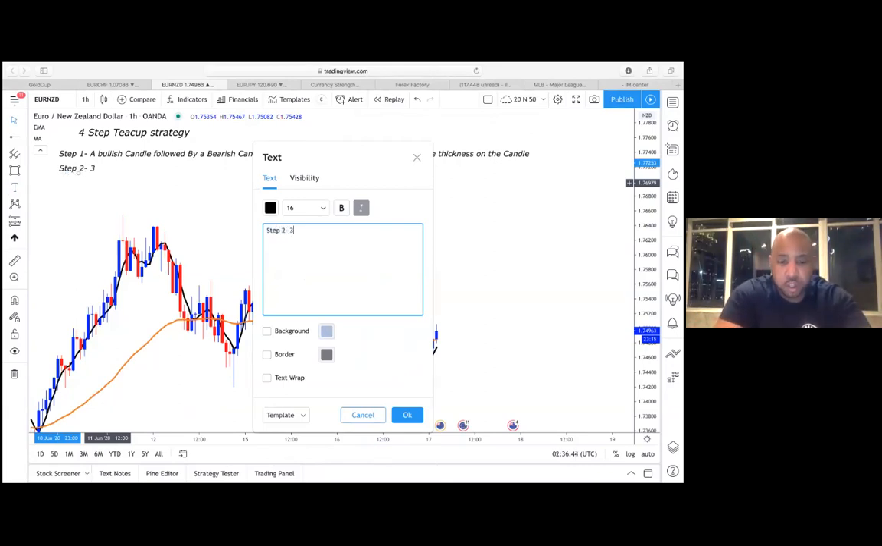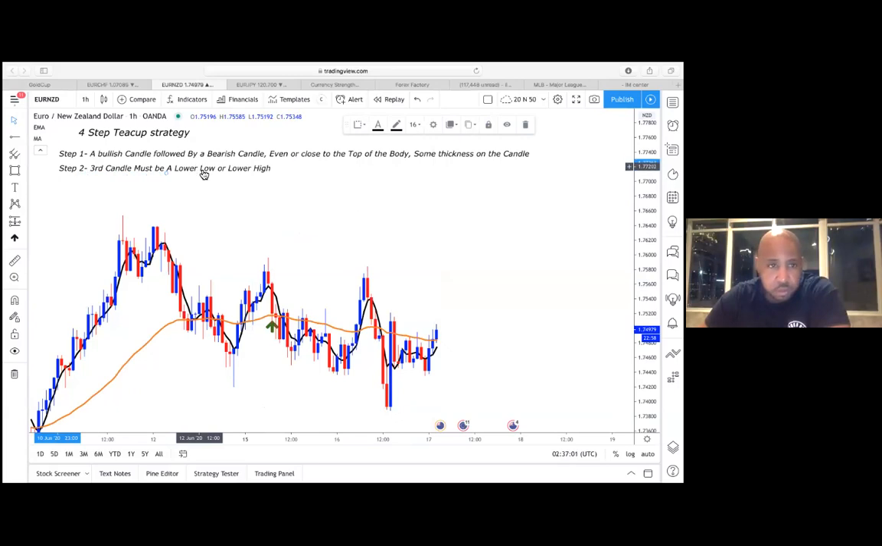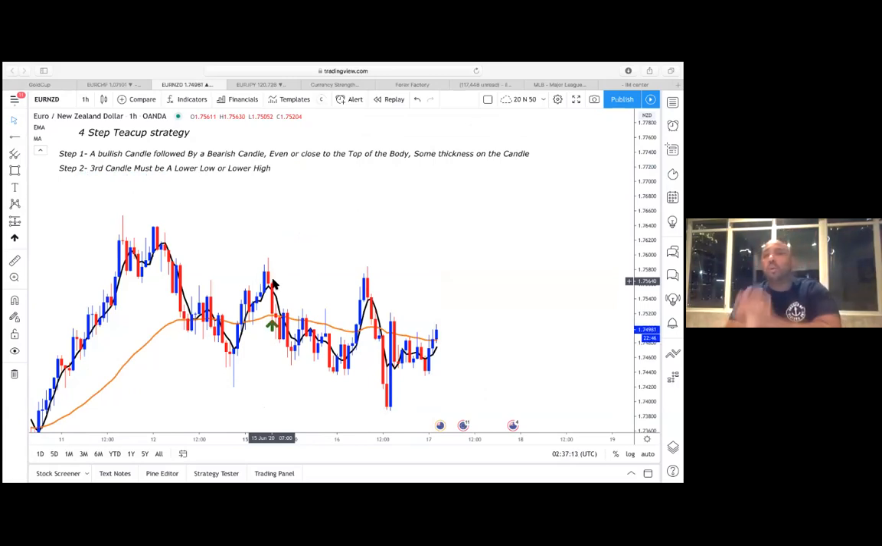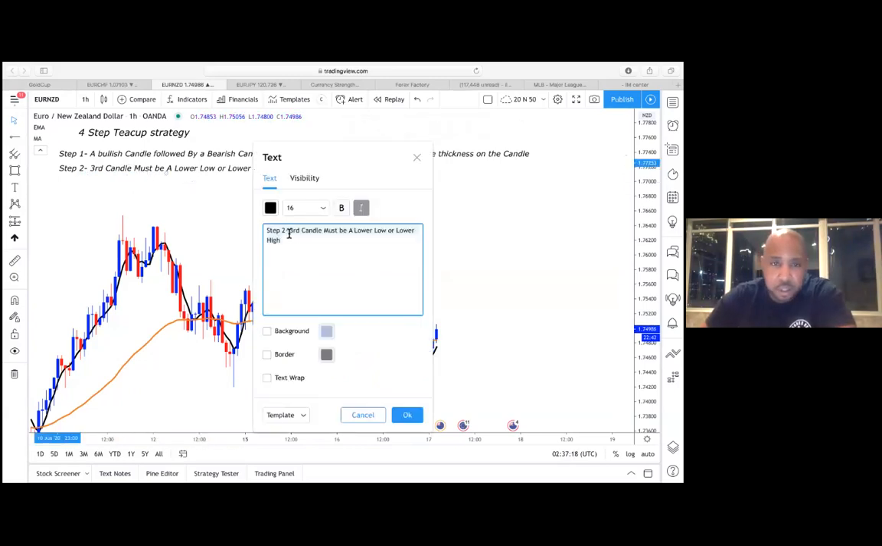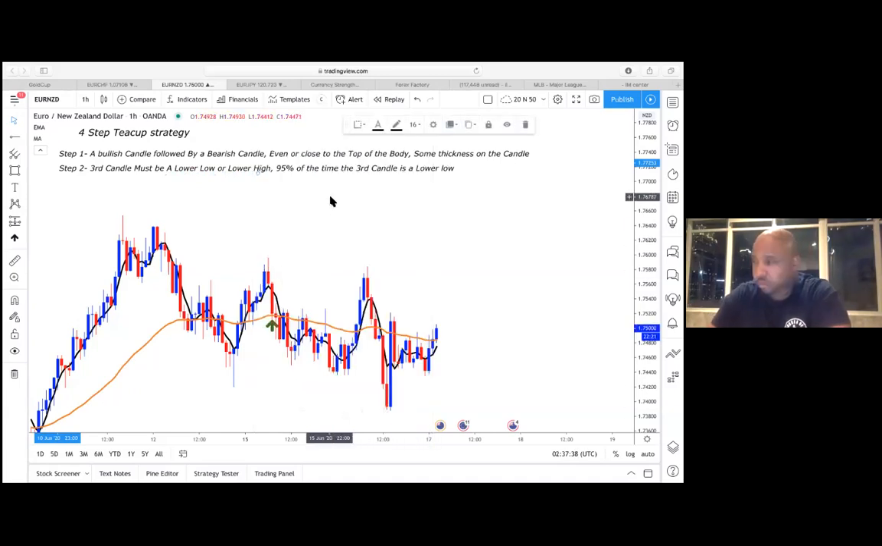Step 2. Third candle must be a lower low or lower high. So this third candle right here, 1, 2, 3. That third candle must be a lower low or lower high. And I'm going to give you a quick tip, because I like you guys. 95% of the time, the third candle is a lower low. Does everybody know what a lower low, lower high is? You must know this.